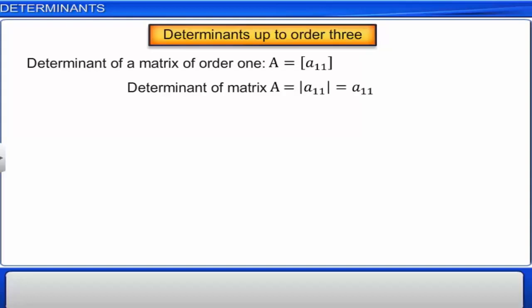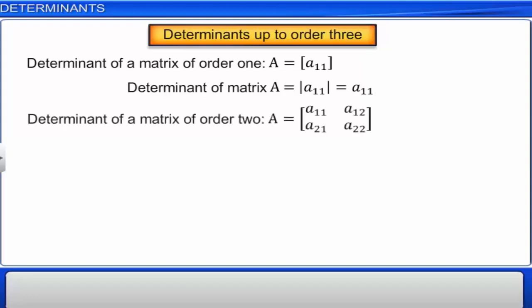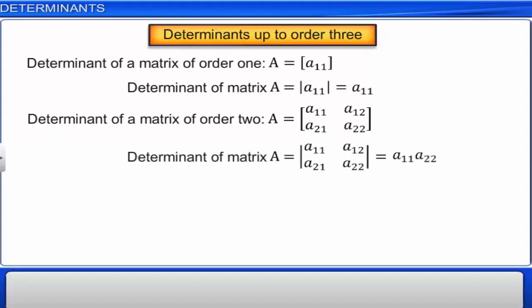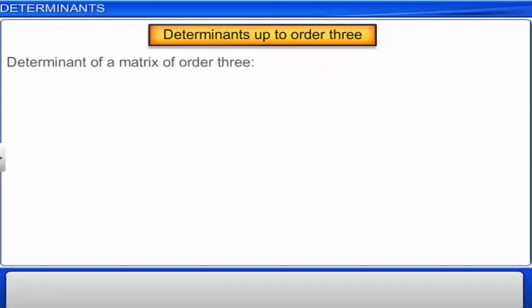Next, we have the determinant of a matrix of order 2. This we have already discussed. In this case, det A is equal to A11 into A22 minus A12 into A21. Lastly, we have determinant of a matrix of order 3. Consider the general form of a 3 by 3 matrix.